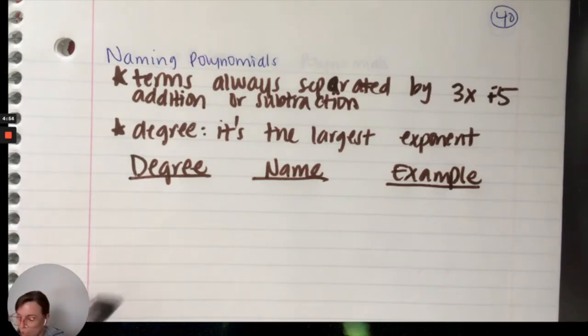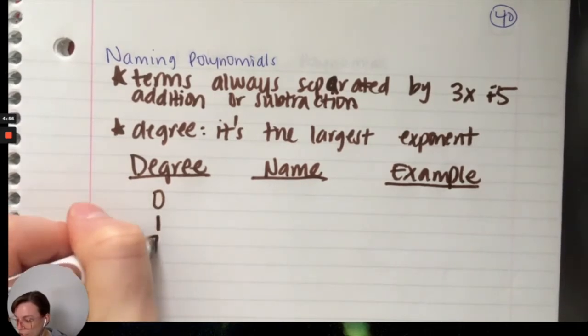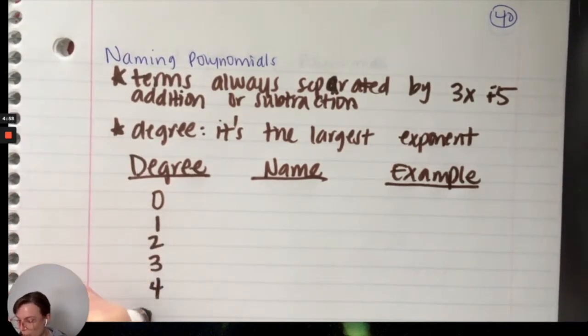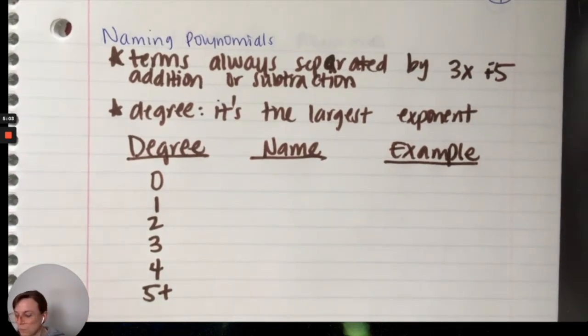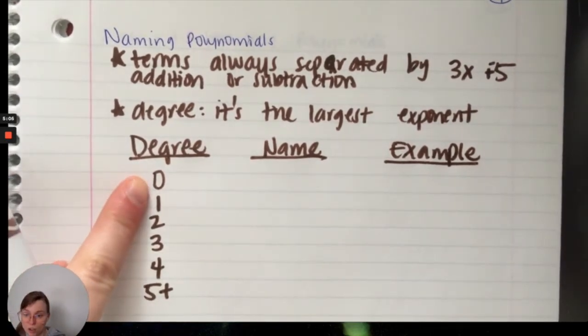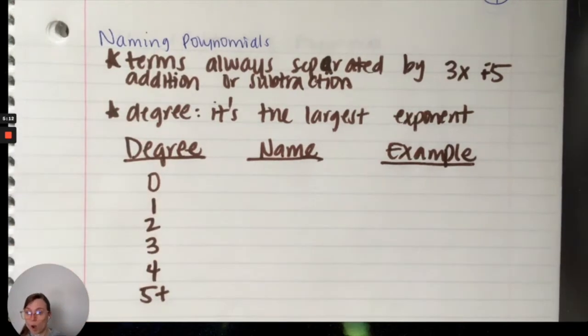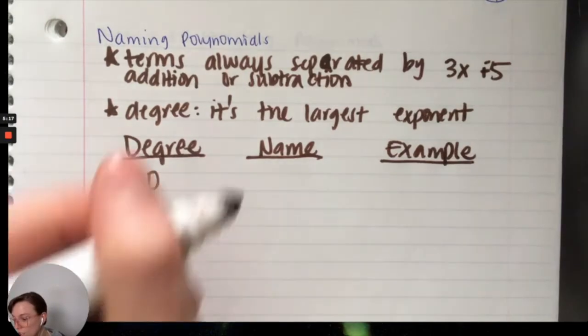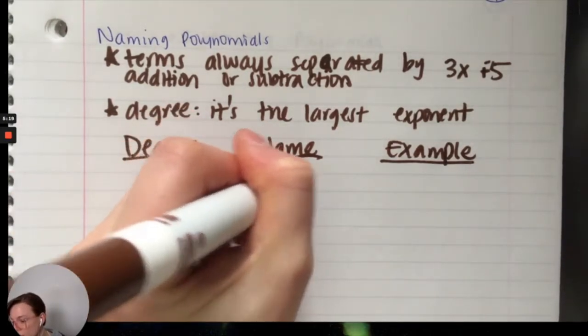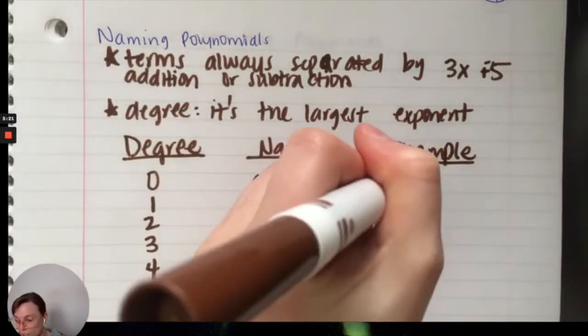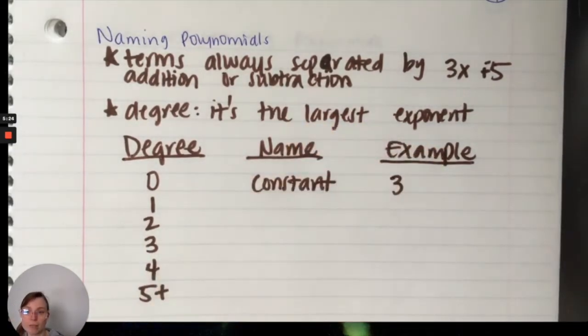So the degrees, we can have a 0 degree, 1st degree, 2nd degree, 3rd degree, 4th degree, and then once we get to 5th plus, we don't have fancy names for them. If you have a degree of 0, and if you remember, go back to our exponents booklet, anything to the power of 0 is 1. And since 1 has no variables, we call anything to the degree of 0 a constant. An example of this would be 3. That's a constant. There's no variables in there.